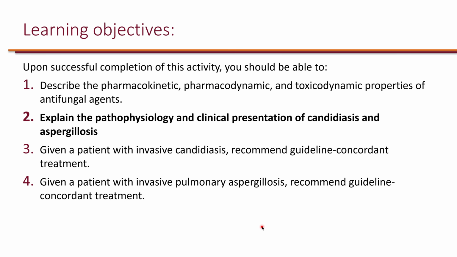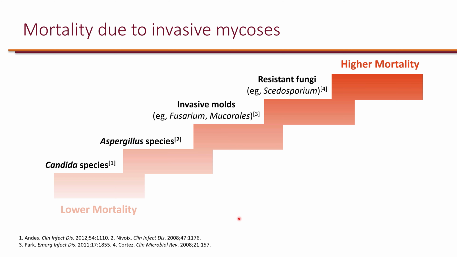We described the pharmacokinetic, pharmacodynamic, and toxicodynamic properties of antifungal agents. Now let's explain the pathophysiology and clinical presentation of candidiasis and aspergillosis. Now let's take a look at mortality due to invasive mycoses. Candida species typically cause the least amount of mortality, but still pretty significant. So 10 to 20% mortality rate in invasive candidiasis. And the rate of mortality goes up, especially once we get to the molds. So with aspergillus species, you get significantly higher, in the 40% mortality rate for a lot of patients.